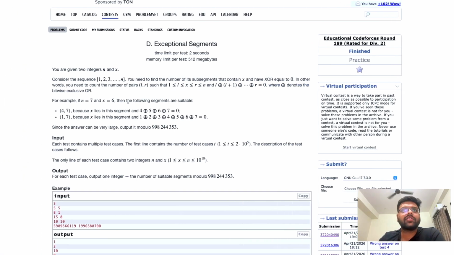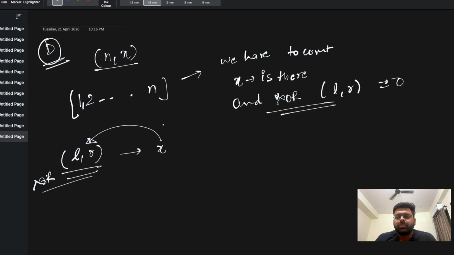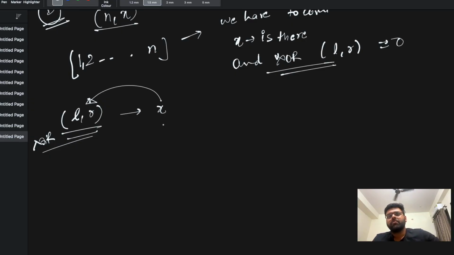Okay, so let's discuss this with an example of n equal to 7 and x equal to 6. If we take this particular range 4 to 7, x lies in the segment, like 6 is between 4 and 7, 4, 5, 6, 7, and the XOR is 0. So we need to count all of these possible segments, finally do the modulo with this number, and output the count.